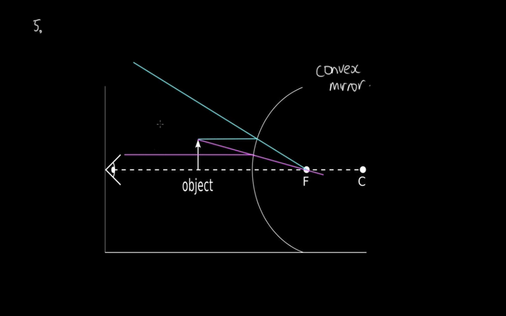Now you can see on this side of the mirror, these rays are diverging, so we're not going to get a real image. What we're going to need to do is trace these rays backwards and where they cross is where we're going to interpret this image as coming from. So that's this point here. So let's draw our image here.